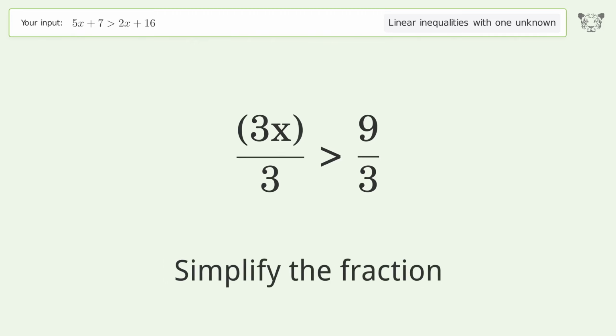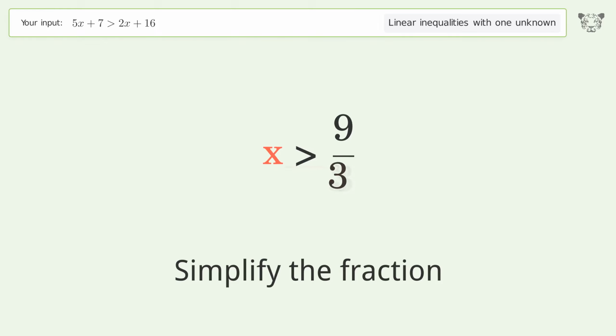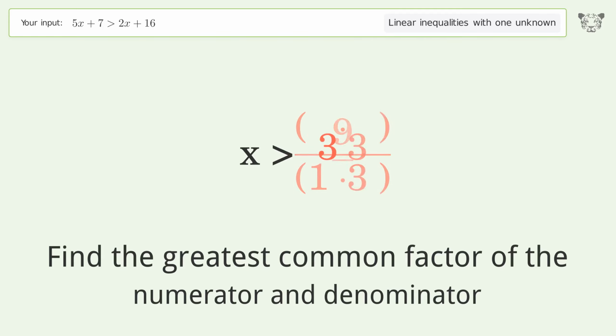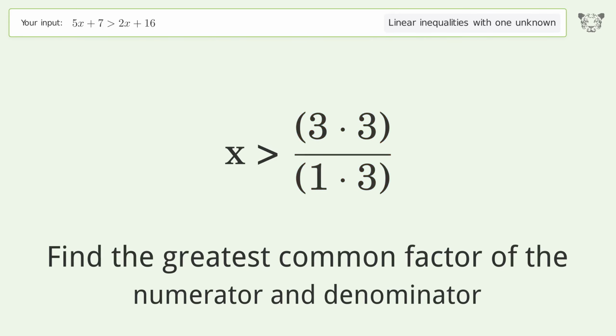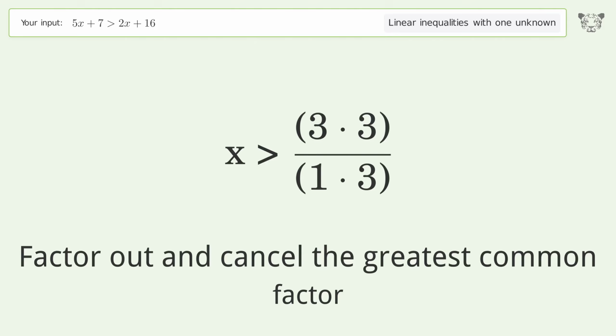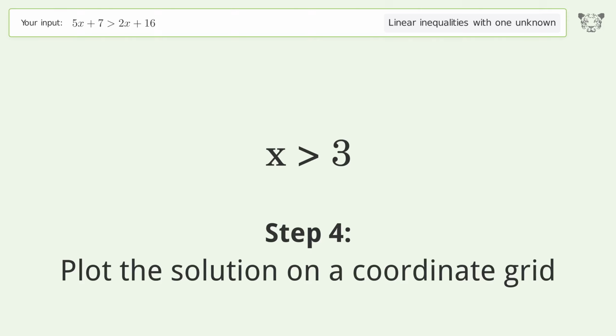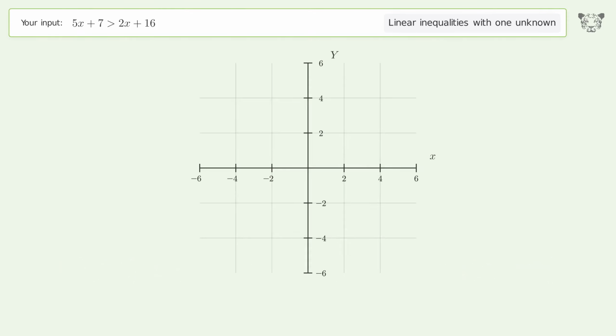Simplify the fraction. Find the greatest common factor of the numerator and denominator. Factor out and cancel the greatest common factor. Plot the solution on a coordinate grid. And so the final result is x greater than 3.